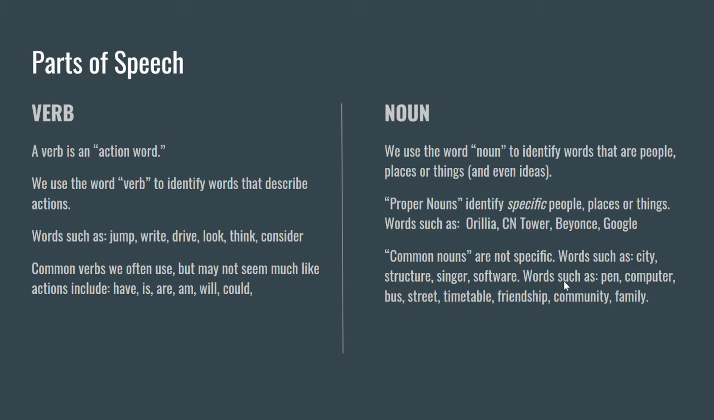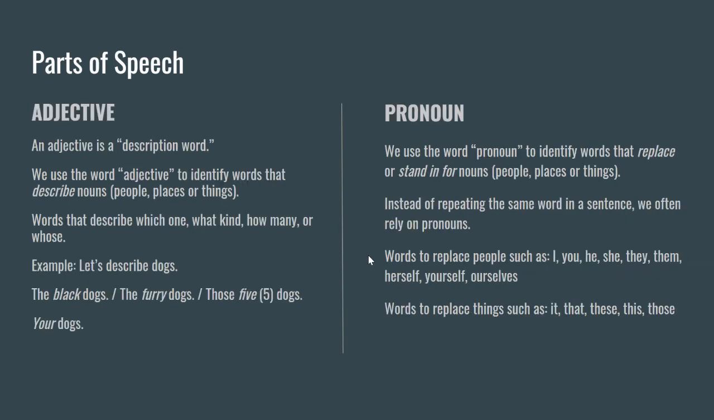There are other common nouns such as pen, computer, bus, street, timetable, friendship, community, family. There's a whole variety there. But again, they end up being people, places, or things. And these are our nouns. So, verbs and nouns. The next two parts of speech I want to look at are adjective and pronoun.